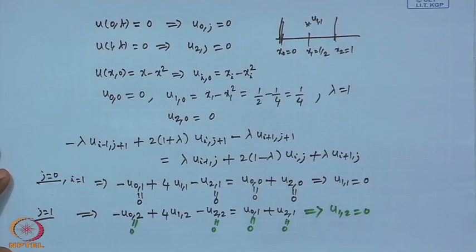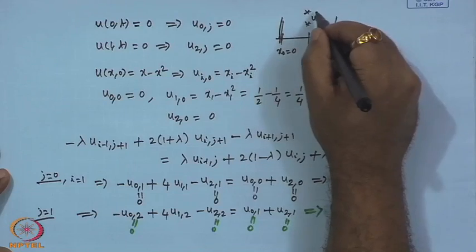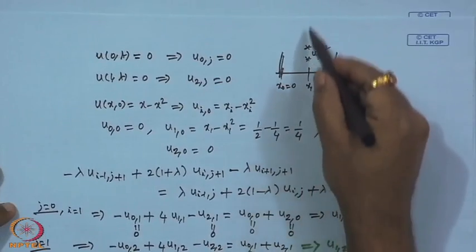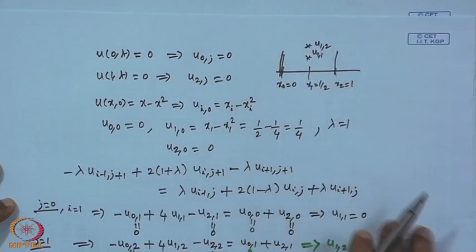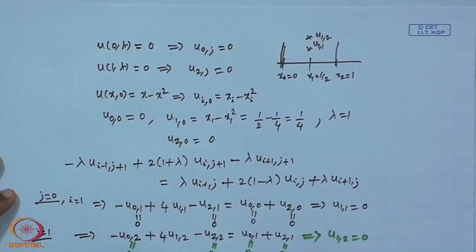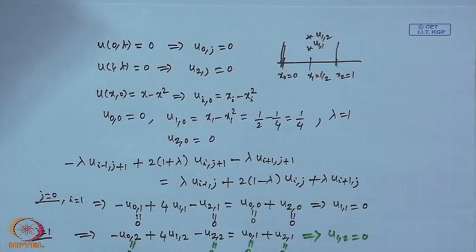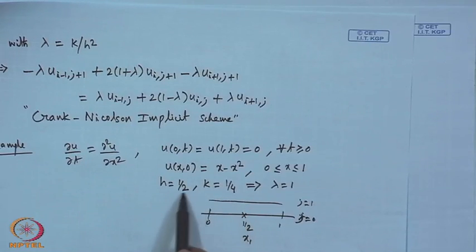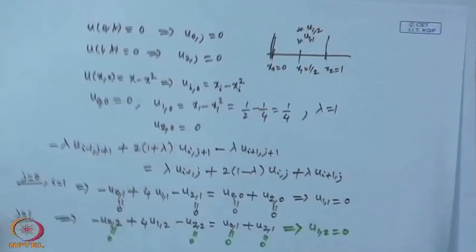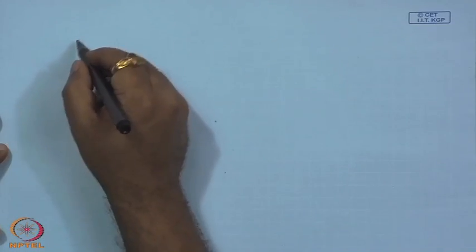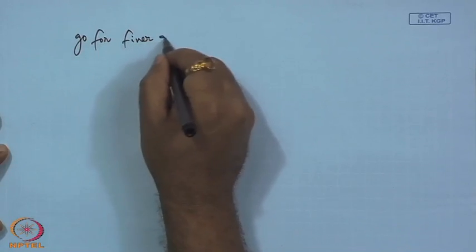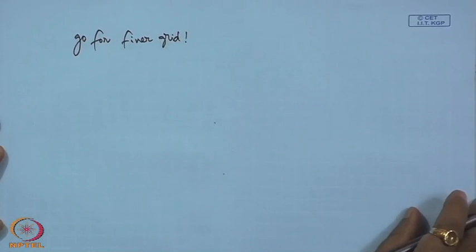So, this is u 1 2. So, if you proceed along the time stepping, we may end up with getting 0 values. So, the reason is the choice of our step size, that is too much. Okay. So, better to go for a finer grid. So, this could be the lesson.